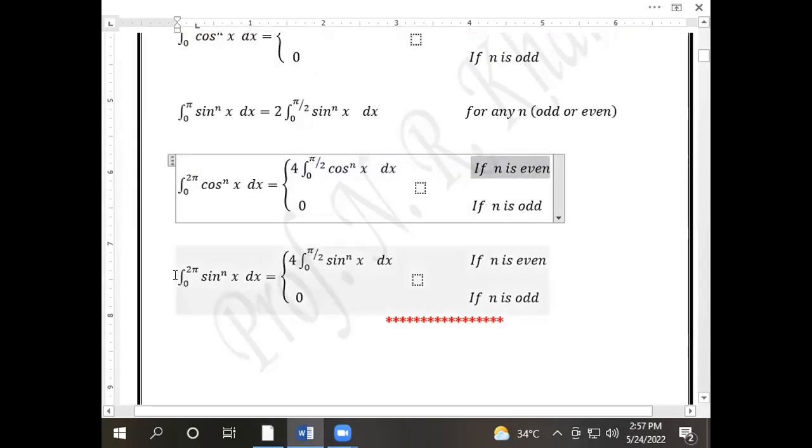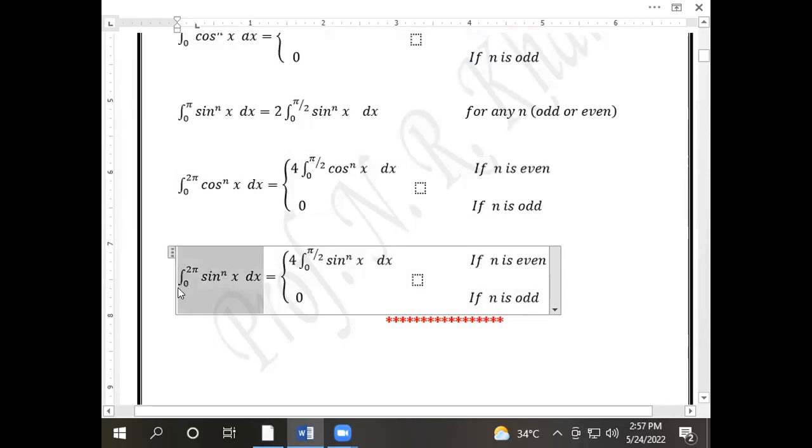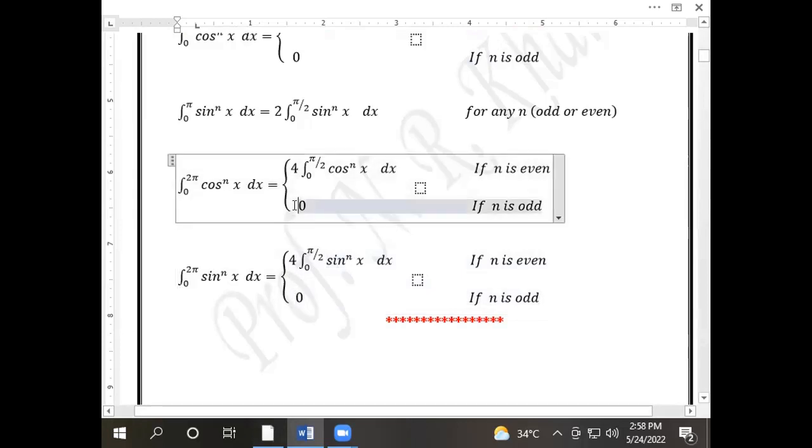In a similar way, if the index of sine is n and the limit goes from 0 to 2 pi, again if n is even, then it is 4 times the integration from 0 to pi by 2 of sine raised to n x dx. And if n is odd, in both formulae, the integration of cosine or sine defined over the interval 0 to 2 pi has a value of directly 0.